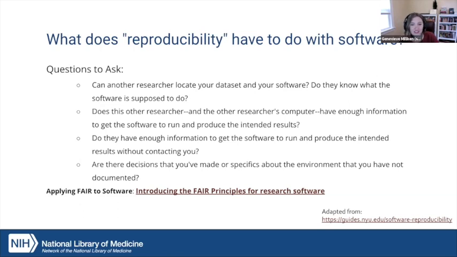And are there decisions that you've made specifically about your environment or your programming that you did not document? So things that contribute to reproducible code include things like using version control, a package manager, commenting your code, documentation, readmes, things like that.